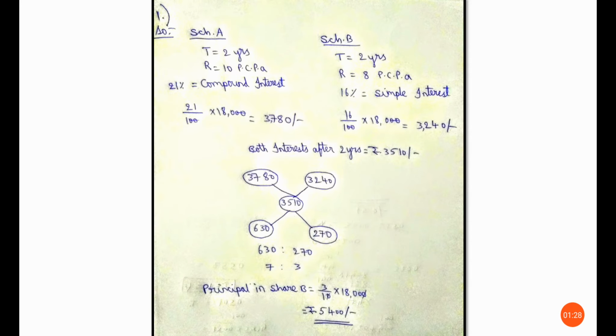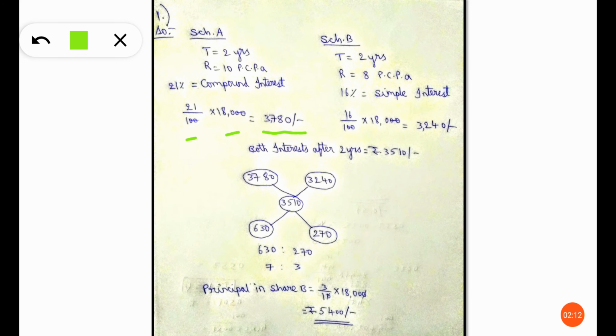Let's move to solve the question. For this question we are using the mixtures and alligations method to solve. It's a shortcut method. So let's see. Scheme A, time period is 2 years, rate of interest is 10% per annum. We know that for 2 years and at rate 10% per annum, the compound interest will be 21%. Let us assume that the complete 18,000 rupees is invested in scheme A. If complete 18,000 rupees is invested in scheme A, what happens? 21 by 100 into 18,000.